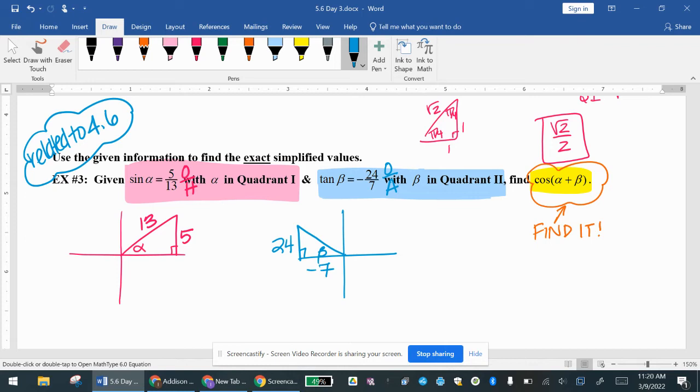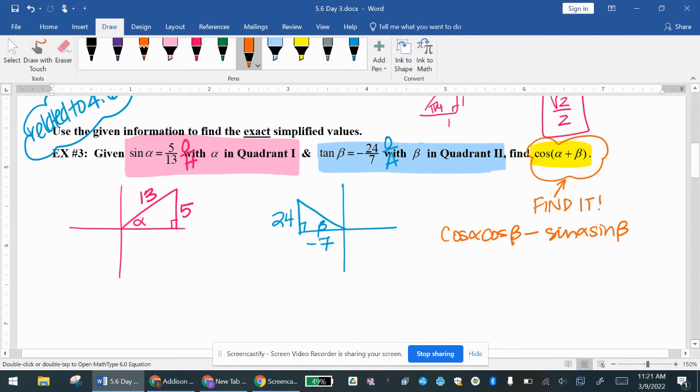Okay, so remember, keep your eyes on the prize. They want cosine of alpha plus beta. So the pattern for that is cosine, minus, remember the sign switches for this pattern, sine of alpha, sine of beta. Notice that we are not being asked to find the angles. We're asked to find the cosine of the first angle alpha and the cosine of the second angle beta, sine of the first angle alpha and sine of beta.